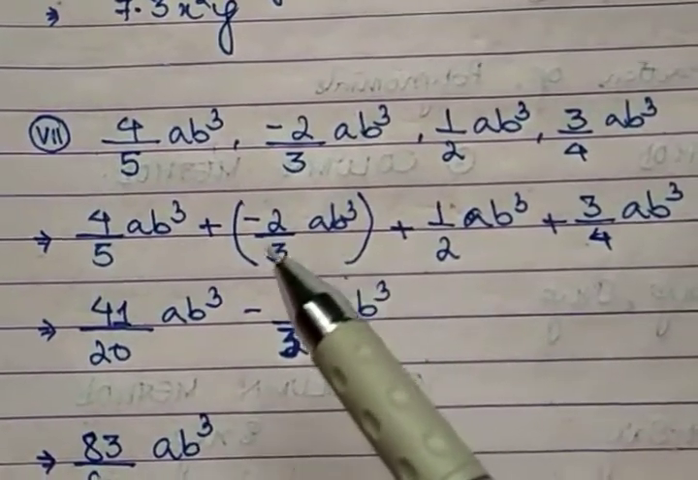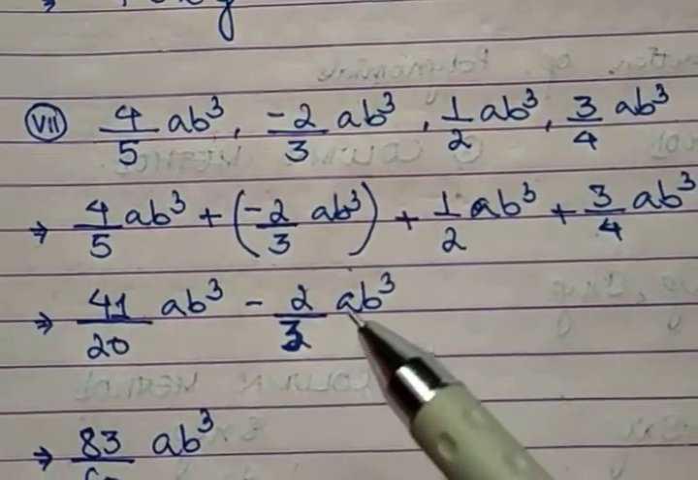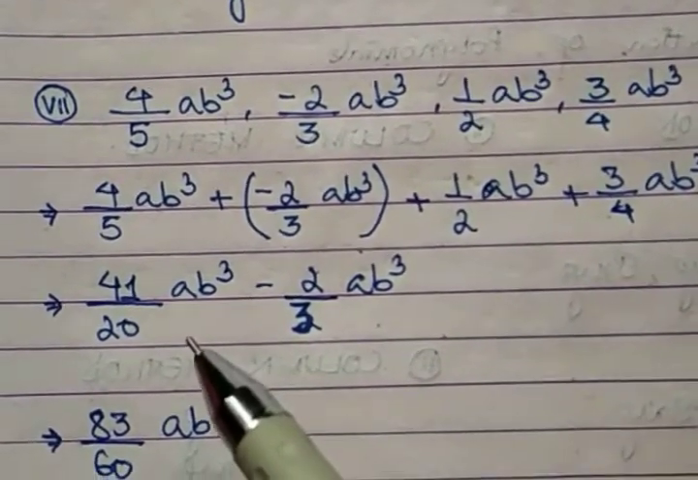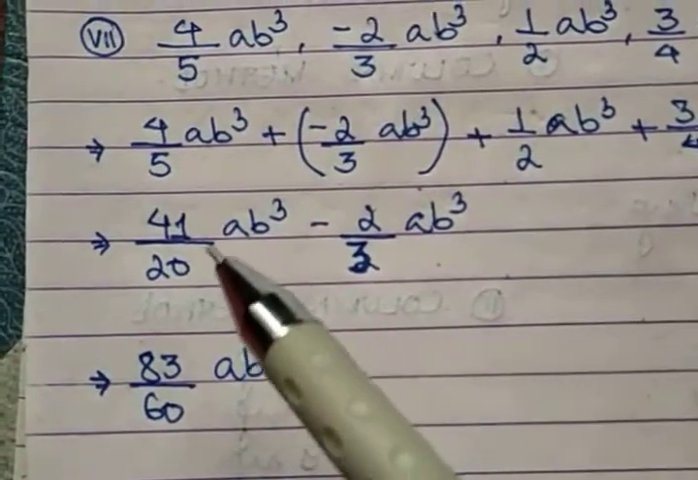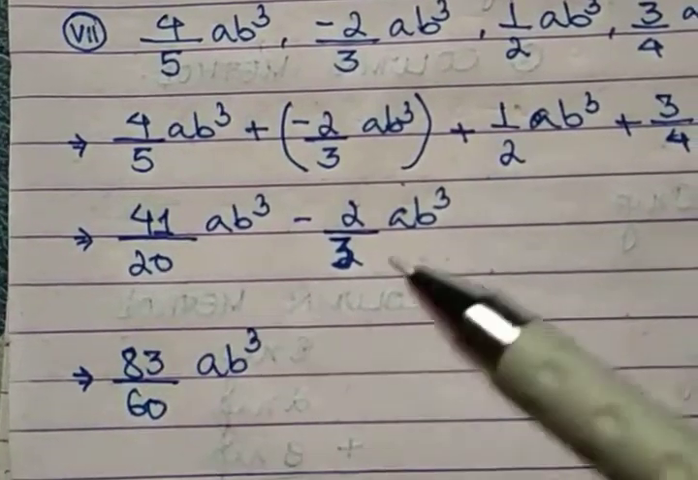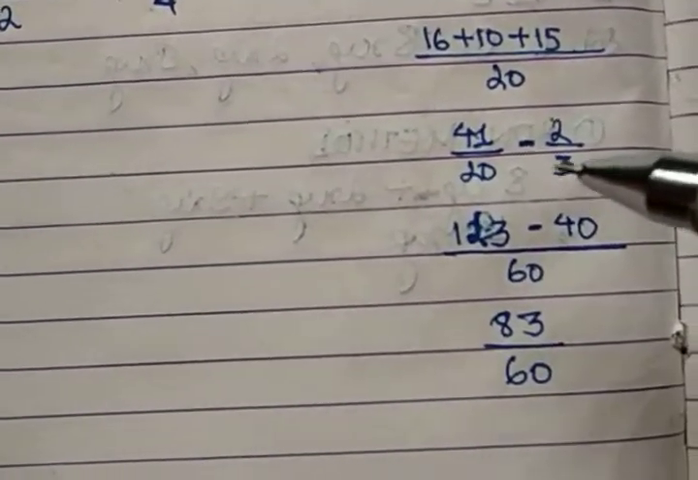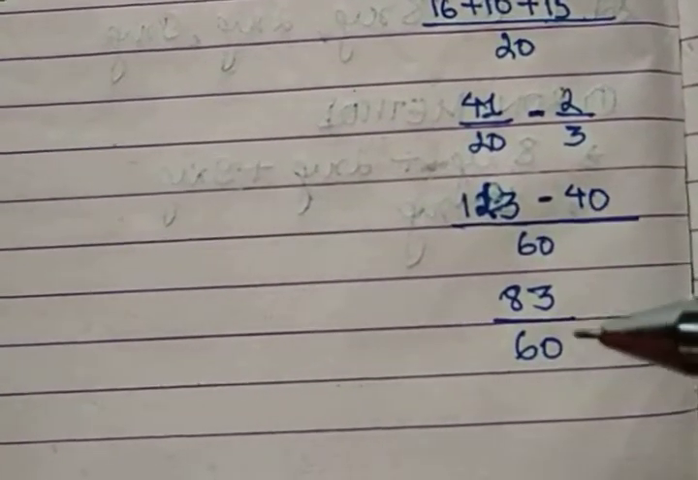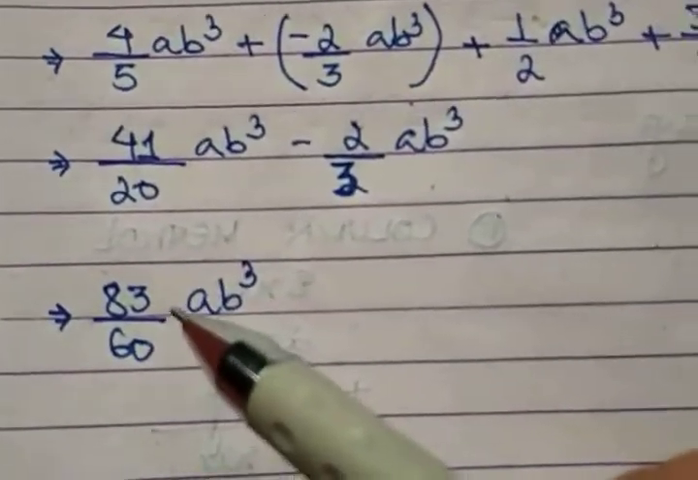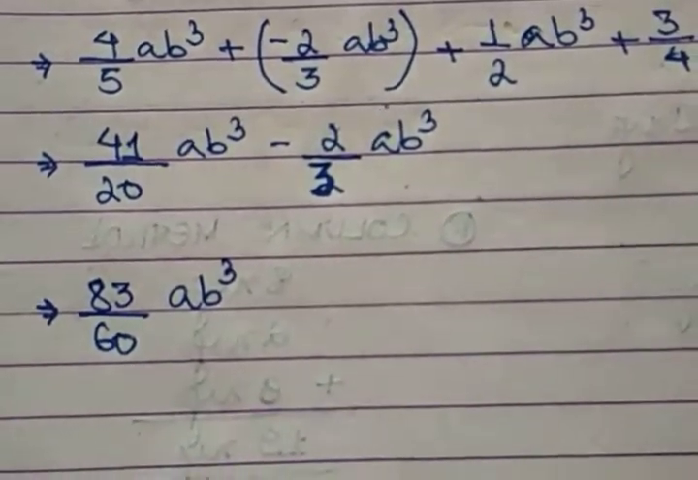The second term with the negative sign, plus into minus, it's minus 2 by 3 ab cube. So now we have again 2 like terms with opposite signs, so it will be subtracted. So again, what I have done here on the rough part, the subtraction of the fractional forms, again taken the LCM, got my answer as 83 divided by 60. So 83 divided by 60 ab cube it is.